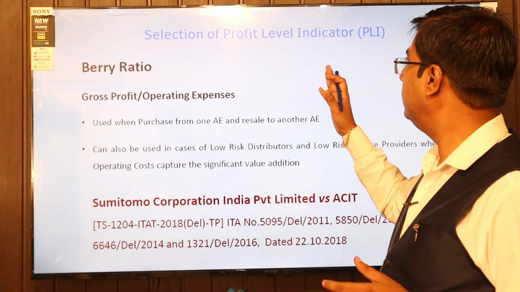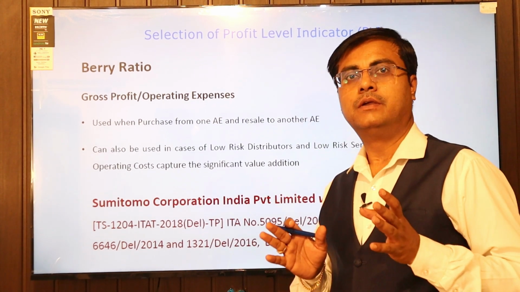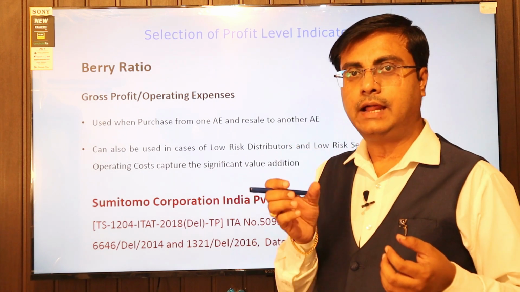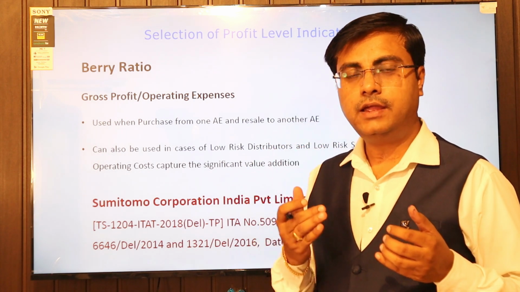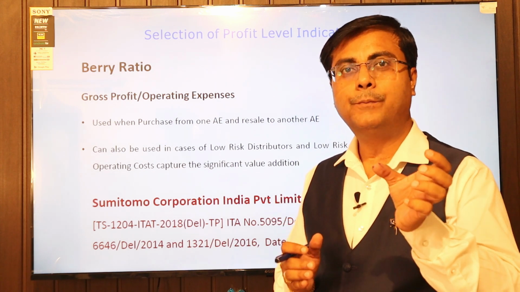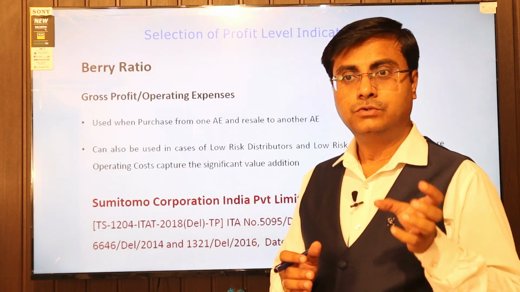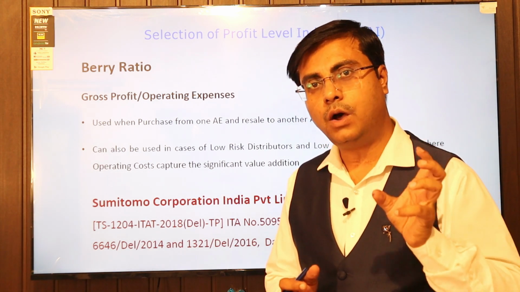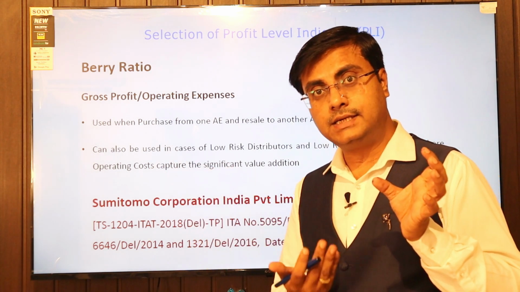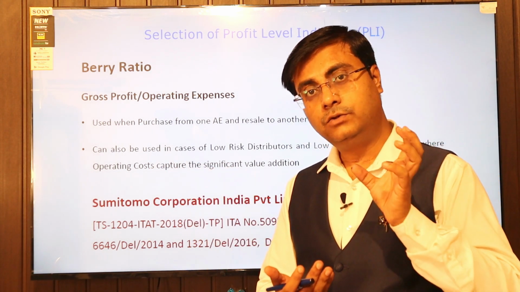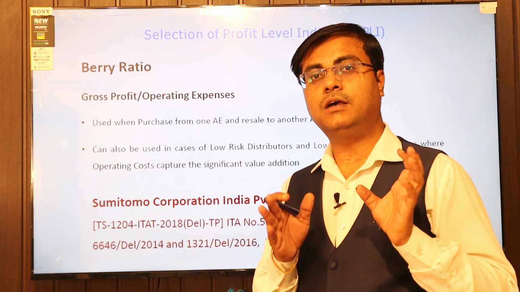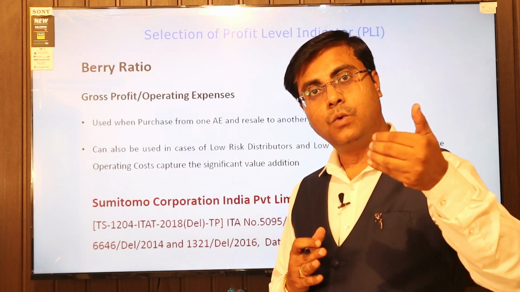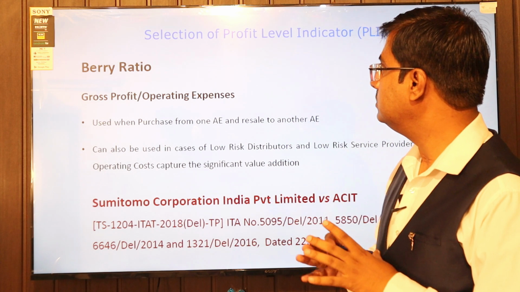So profit level indicator, PLI: suppose you are selling goods to your AE. So sales is tampered. So you can't say my PLI should be OP upon sale because the sale is tampered. So you can't take sales in the denominator. You have to see OP upon the OC, operating cost. Suppose you are purchasing goods from the AE, then you can't say my OC is a PLI. So in that scenario, in case of purchase, OP upon the sale. So this is the scenario.